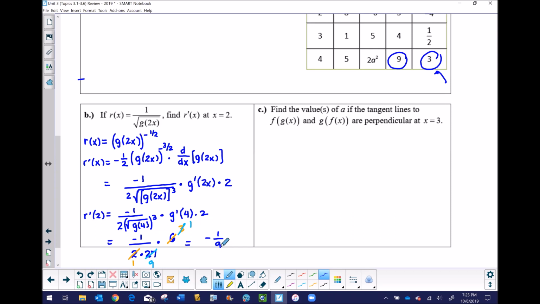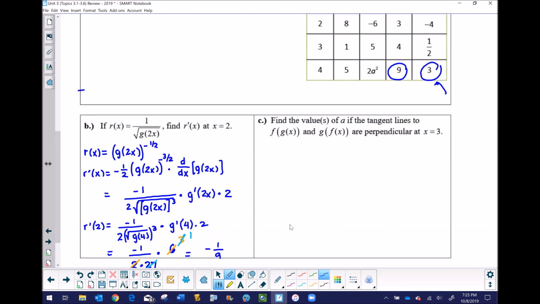All right. Now C is very, very different. C is a lot more conceptual in that I'm tricking you guys. I'm tricking you into finding 2 derivatives. I mean, I'm guilty. It's terrible of me to do that, but I'm making you both find the derivative of f of g and the derivative of g of f, and figuring out, hey, what are we going to get if these things are perpendicular at 3?